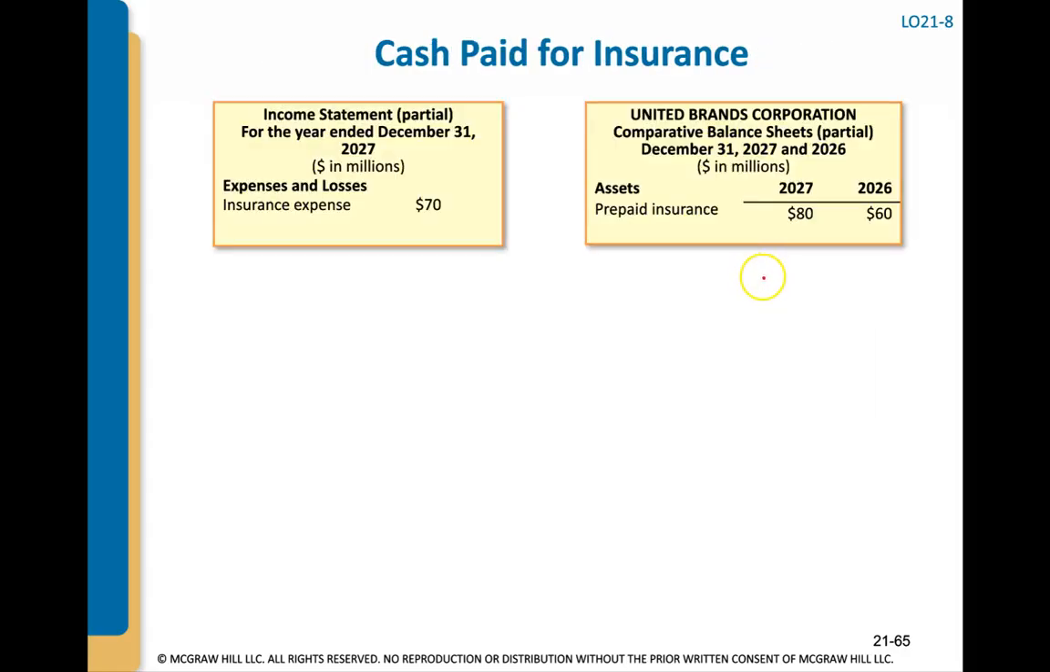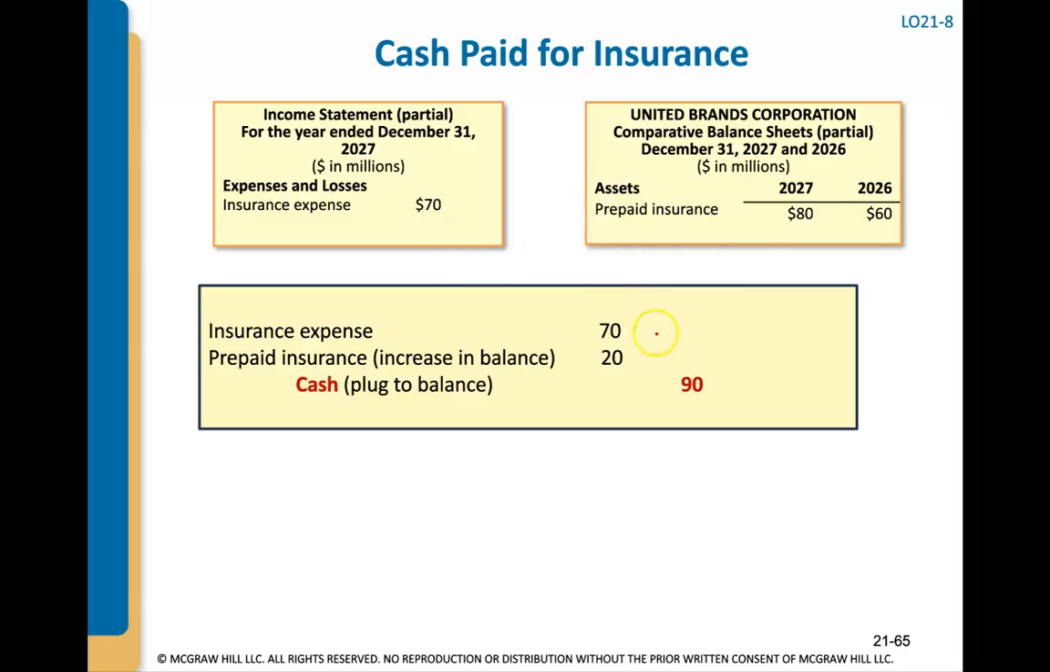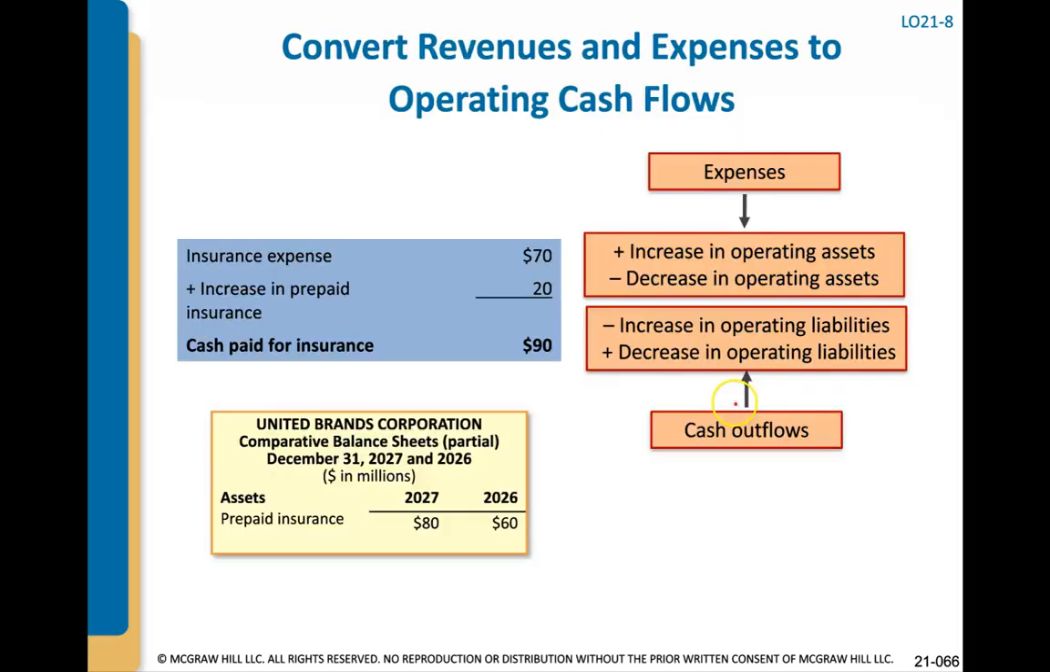Let's do the journal entry method way. Our insurance expense was $70, so I'm going to debit insurance expense 70. My prepaid increased by $20 this year. Increase in asset is a debit, so I'm going to debit prepaid insurance $20. And then I have the plug to cash, credit cash $90. So my cash paid for insurance is $90.